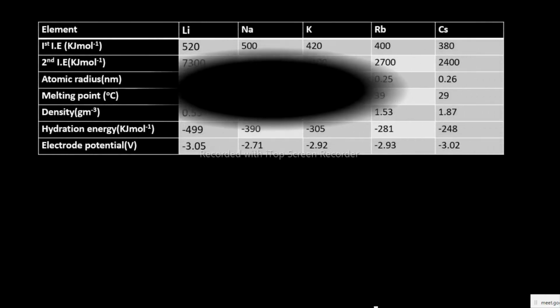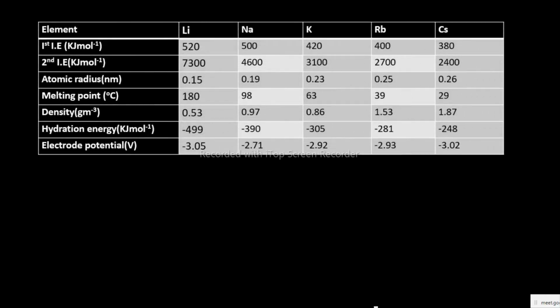So we can look at their different physical properties, and if you can explain all these, then you are good. If you can explain how ionization energy varies among the group 1 elements down the group, you can see it is decreasing. This data supports that ionization energy decreases down the group.